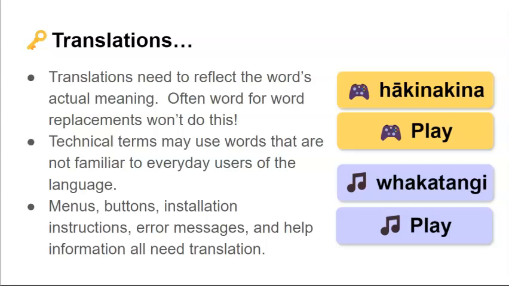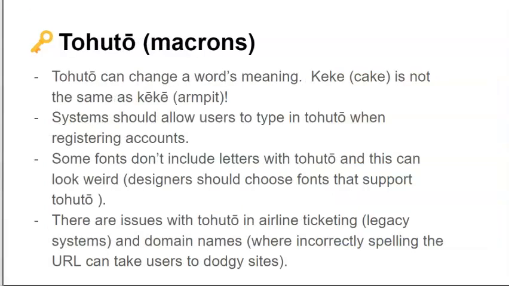In te reo Māori, tohutō, macrons, definitely do matter. They can completely change a word's meaning. Kēke, cake, is not the same as keke for armpits. Ideally, our systems should allow users to type in tohutō when they register for accounts. Some fonts don't include letters with tohutō, and this can look weird if we use them.